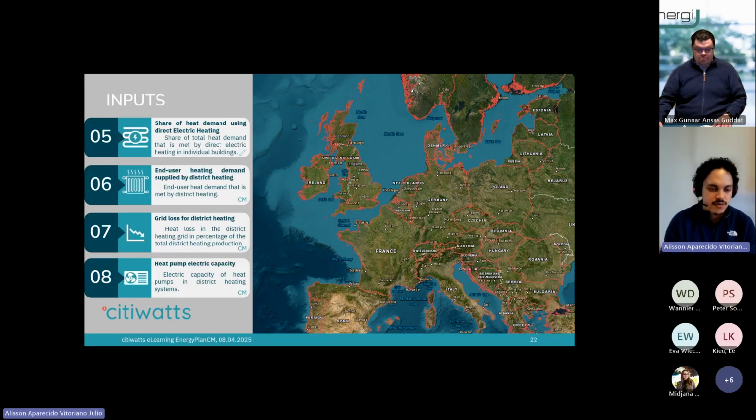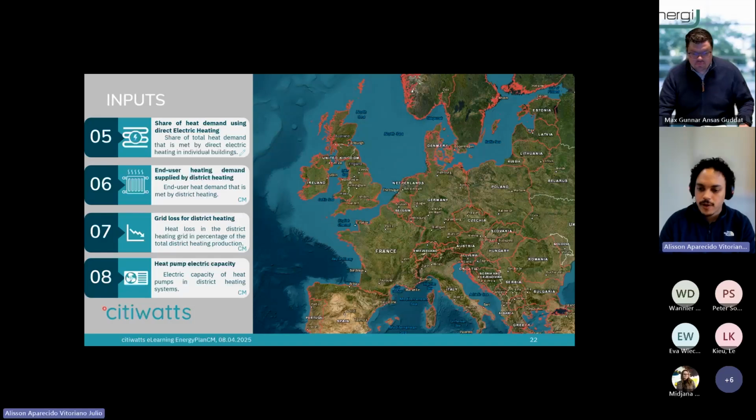The grid loss is the seventh input, which is the heat loss in district heating grids as a percentage of the total district heating production. This is an important parameter for district heating networks, and it can depend on the network's age and chosen technologies. A straightforward way to acquire such data is also through one of the district heating potential CMs that can be found on Citiwatts. Following to number 8, we have the next input, which is the heat pump electric capacity. It is the capacity of the heat pumps in district heating systems, and that's another technical parameter that can be taken from one of the district heating potential CMs.